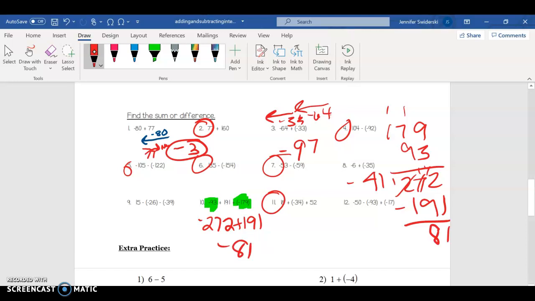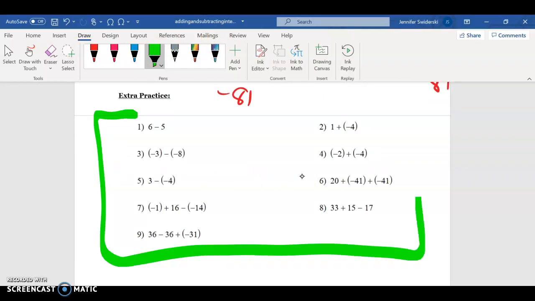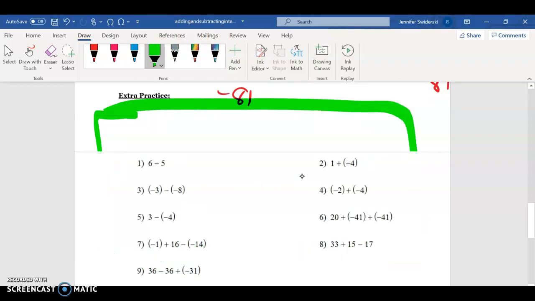So what I want you guys to do, again, is number 2, number 5, 6, 7, and 11. And then down below, I'm going to have you do numbers 1 through 9. All right, so those are our notes today on adding and subtracting integers. When you are done with that, look and see what's next on our list.